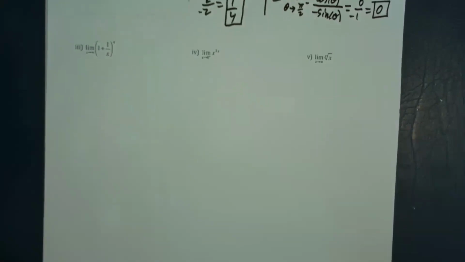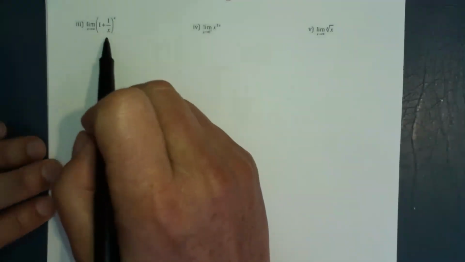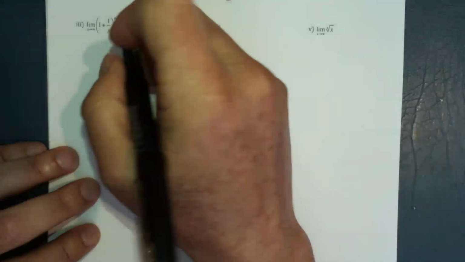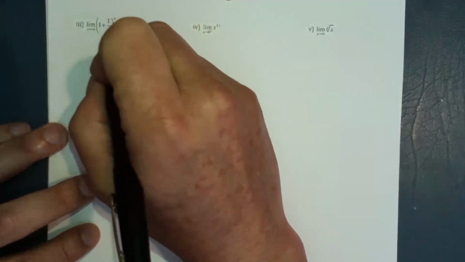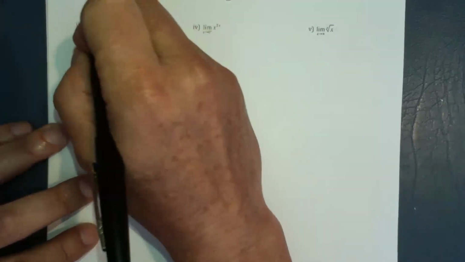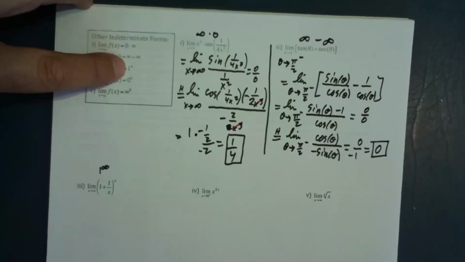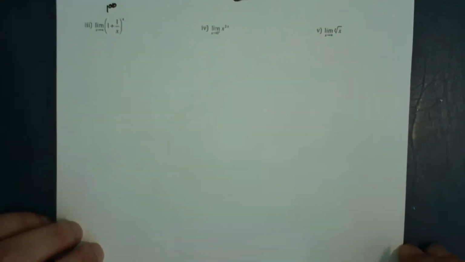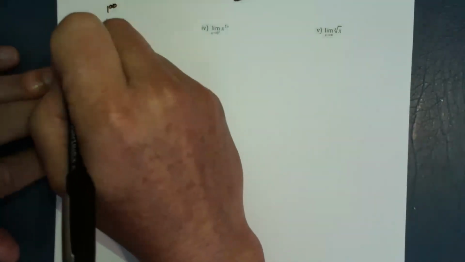All right, these last three are a little insane. So you can see I have a lot of space ready for them. So in this case, I have 1 plus 1 over x, to the x power, as x approaches infinity. Now you'll note this is going to give me, as that goes to infinity, that whole part goes to 0, and that goes to infinity. This becomes 1 to the infinity power, and you'll look up here and see that that's one of our indeterminate cases. So I'm going to do an algebra trick.